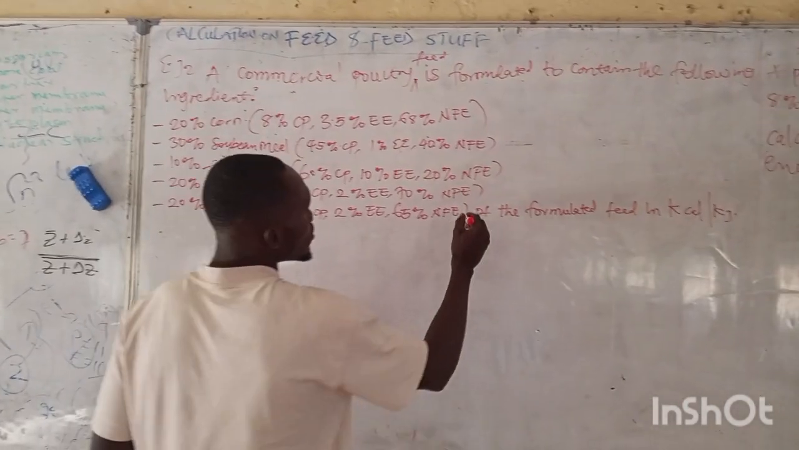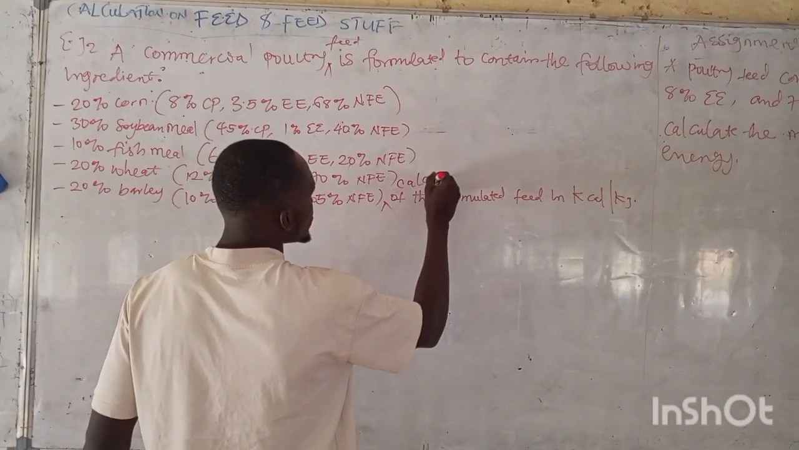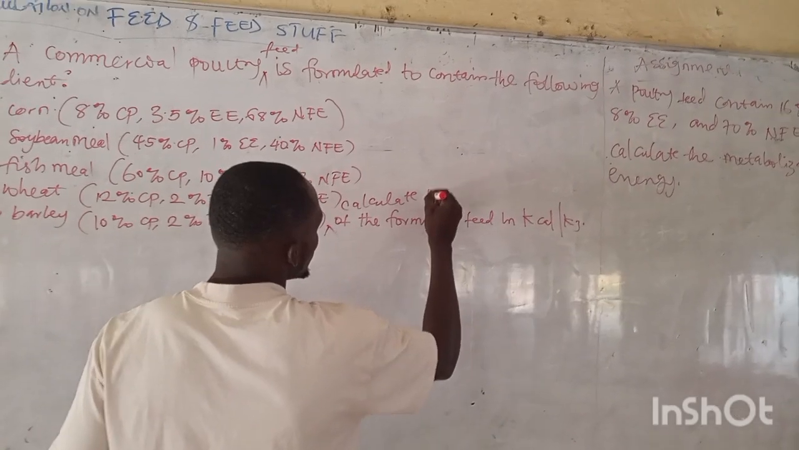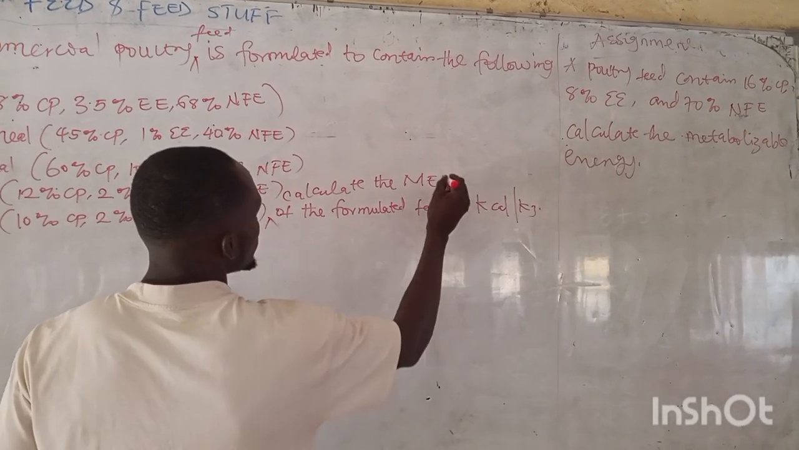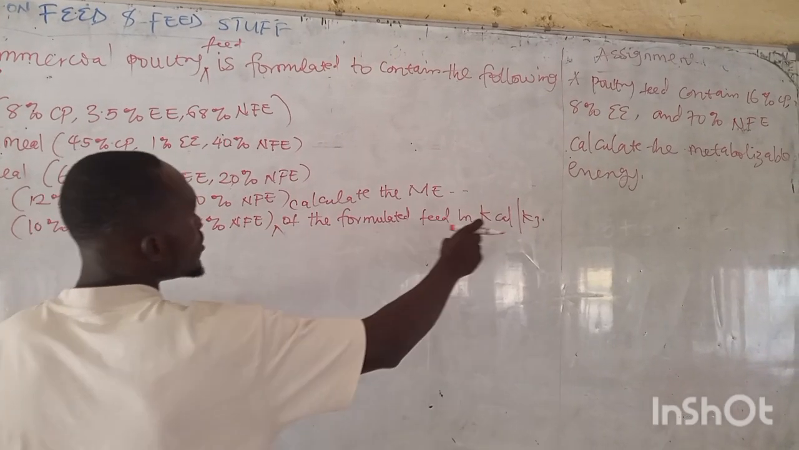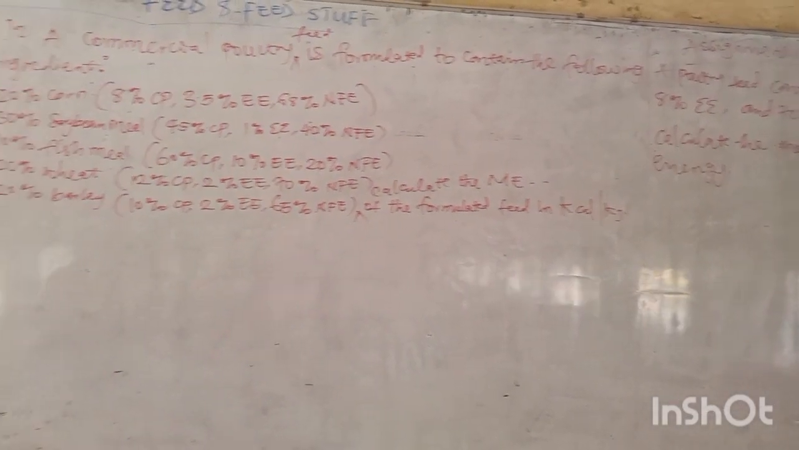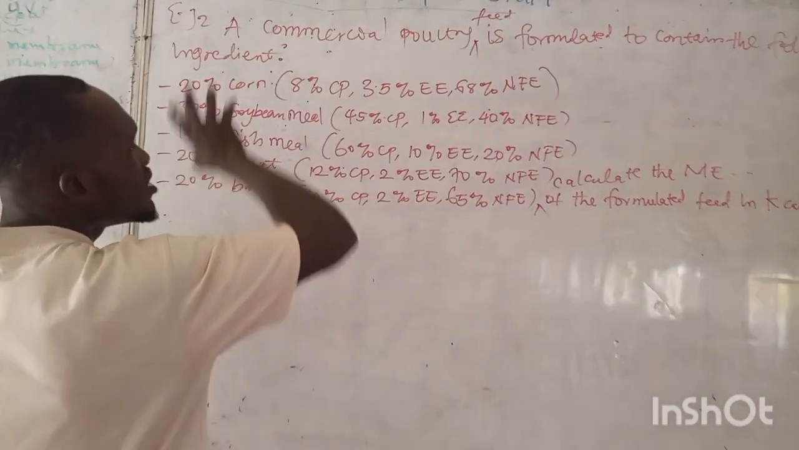They say, calculate the ME of the formulated feed in this. So now, before we calculate this, how do we generate all of this?